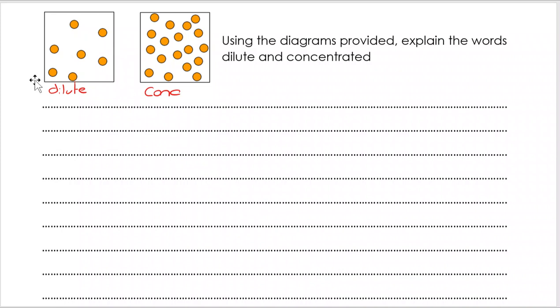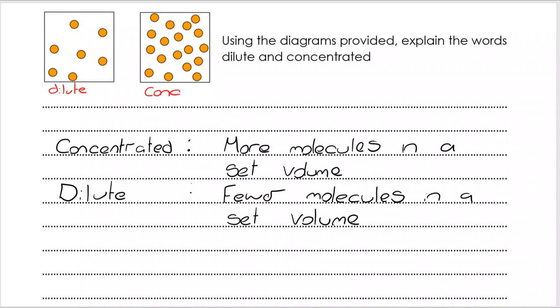So this is the more dilute one that I've labelled, and this is the more concentrated. It's not enough to say that there are more particles in a concentrated solution. You must say there are more molecules or particles in a set volume or fixed volume.